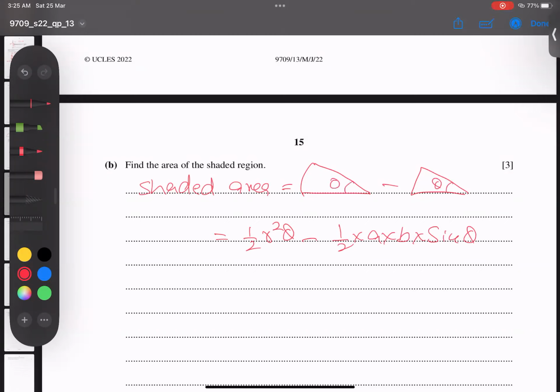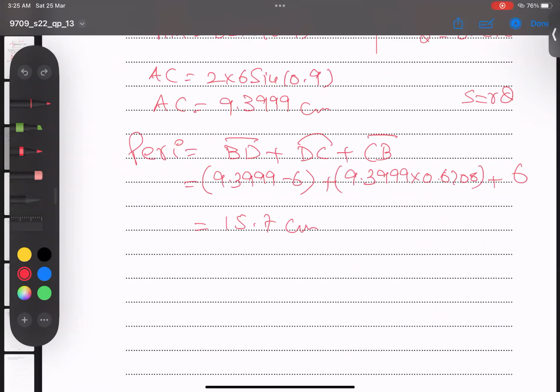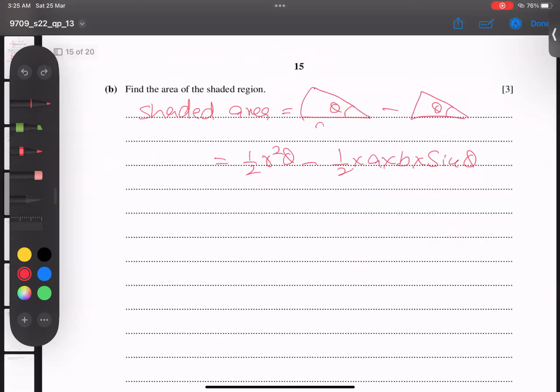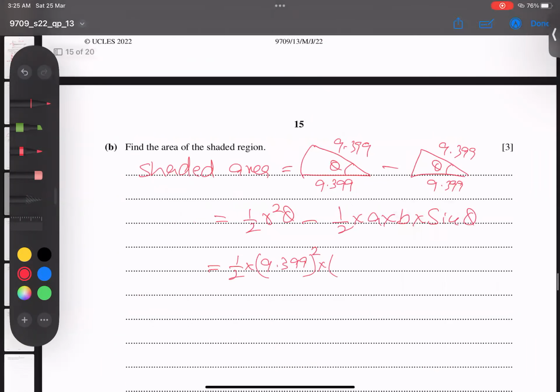Okay, theta is this angle. Make sure theta is this angle, and the radius is which I got before, and that is 9.399. For your knowledge, it is the same even above, 9.399. So just a matter of solving half into r square: 9.399 power 2, and theta is 0.6708.